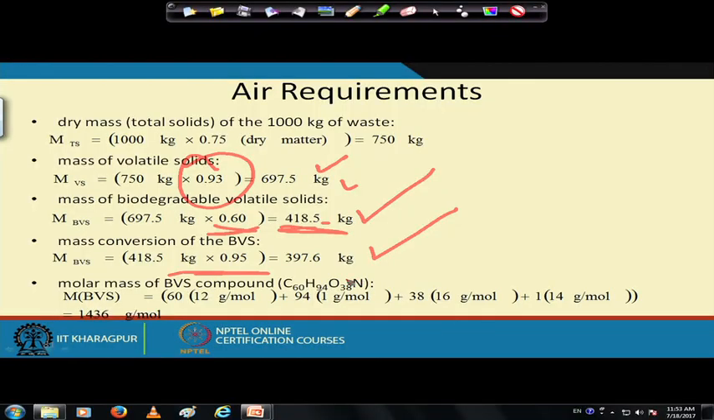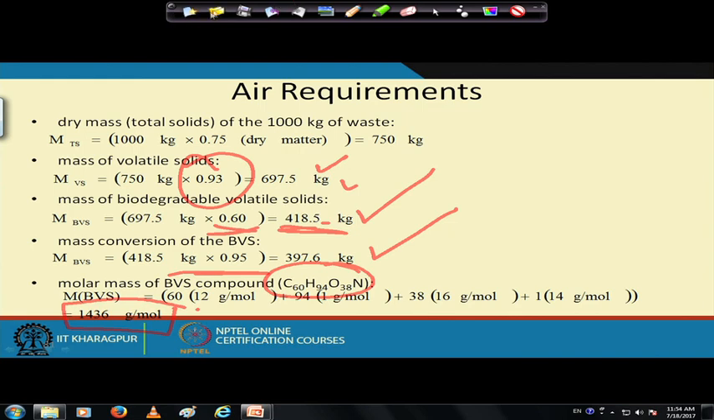We'll take the BVS. We already had the equation for the BVS fraction, so we can find out the molecular weight of that BVS fraction. The molecular weight is based on C60, H94, O38, N1. So 60 times 12 is for carbon, hydrogen is 94 times 1, oxygen is 38 times 16, and nitrogen is 1. Once you add this up, you get 1436 grams per mole, which is the molar mass of the BVS compound.